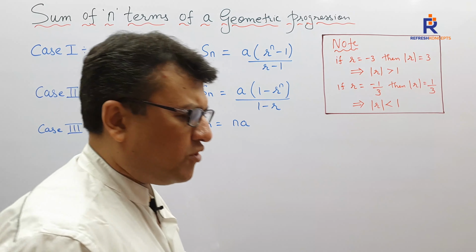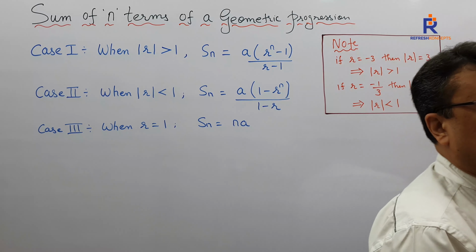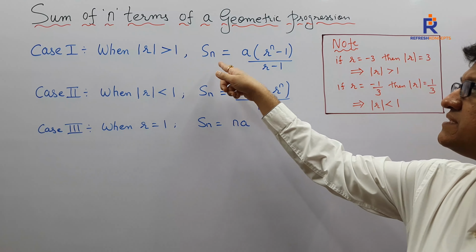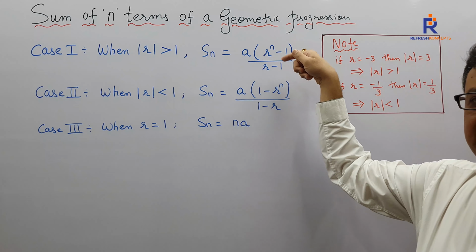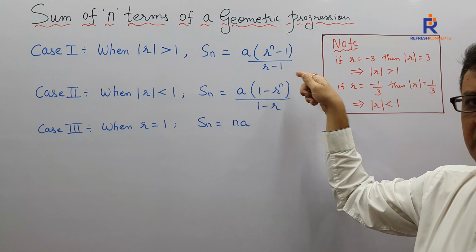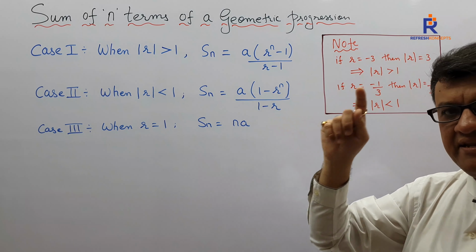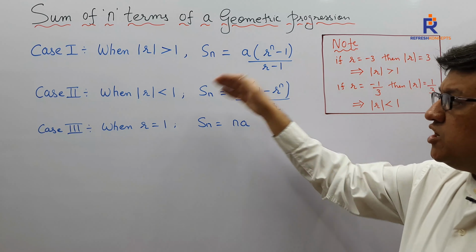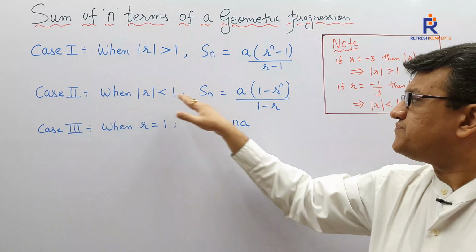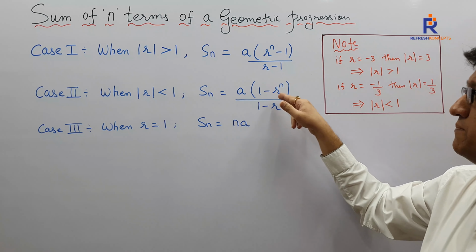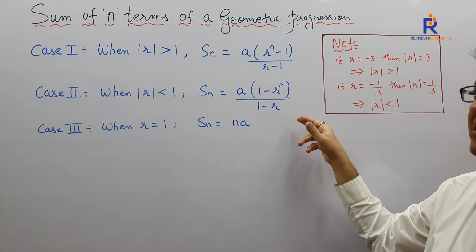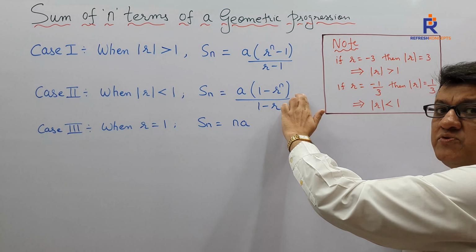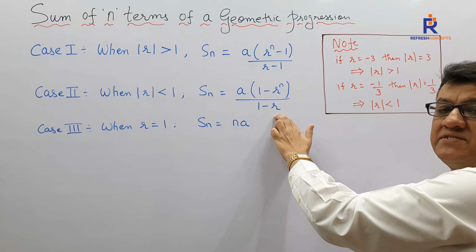We are not here to derive all those formulas. What is the Sn formula for R greater than 1? For R greater than 1, it is a (r^n minus 1) upon (r minus 1). Once again, Sn is a (r^n minus 1) upon (r minus 1). What if mod R is less than 1? Sn is a (1 minus r^n) upon (1 minus r). You just have to flip this: r^n minus 1 becomes 1 minus r^n, and r minus 1 becomes 1 minus r.